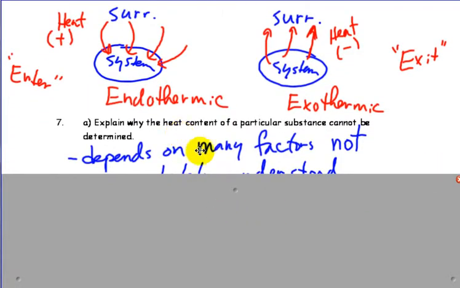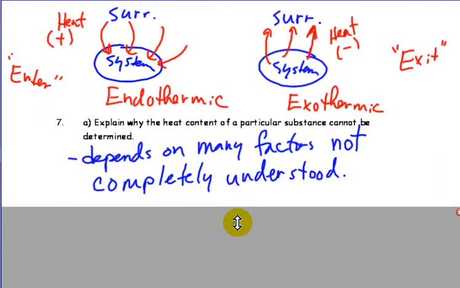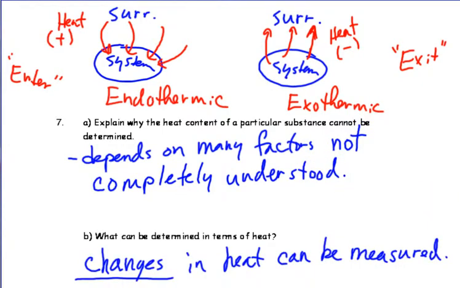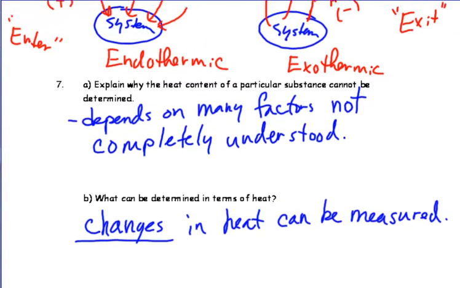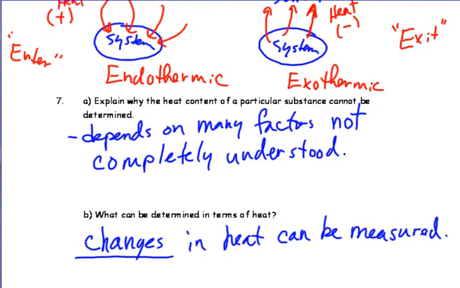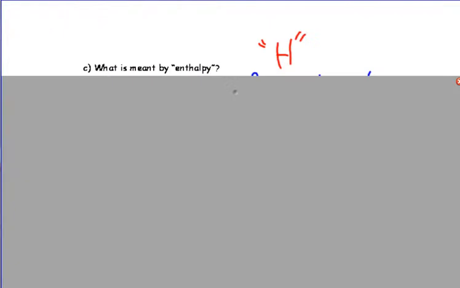We can't determine the heat content directly of something because it depends on many factors not fully understood, but you can measure changes in heat. Heat lost or heat gained during a reaction or a phase change, for example. So we'd have to do an experiment to figure out how much heat is lost, and then that would give us an idea of how much heat or energy a substance has.